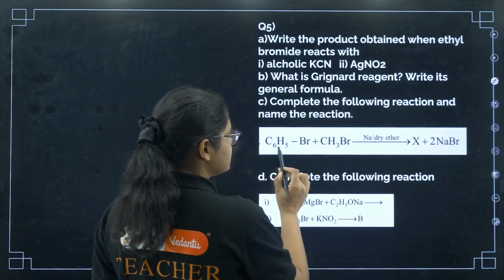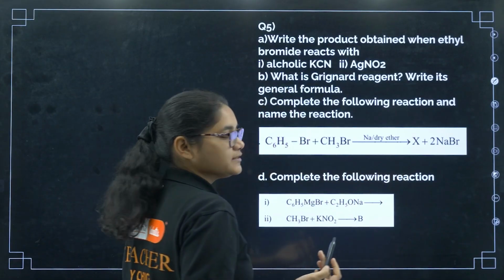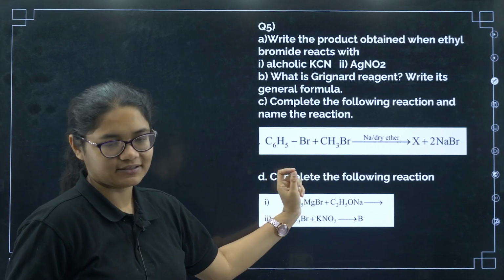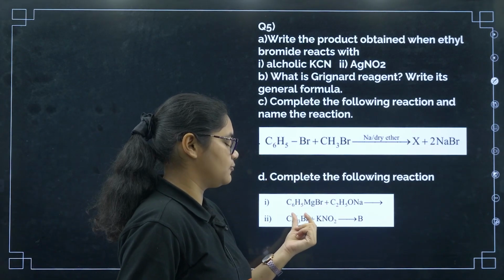Complete the following reaction. So this is C6H5Br plus CH3Br, Na, dry ether, X. So this is nothing but your Wurtz-Fittig reaction. You will get C6H5 and CH3 here. Complete the following reaction. Yes, this is a very good question.